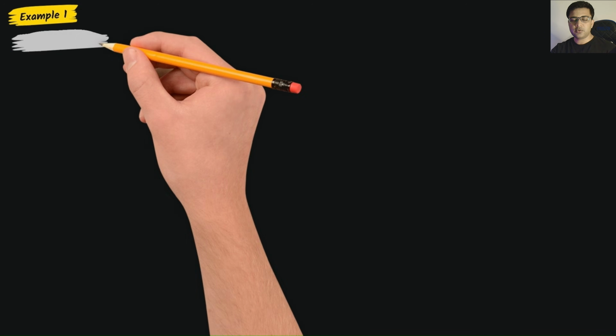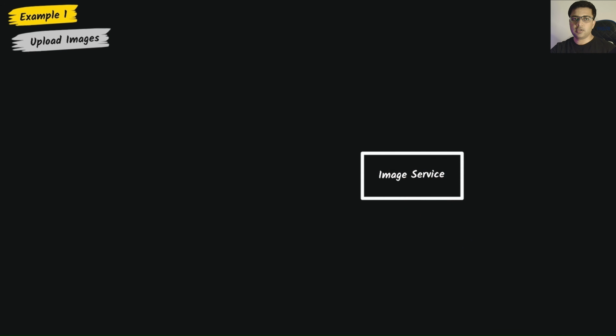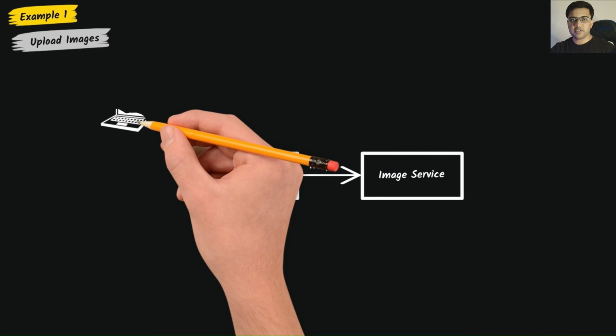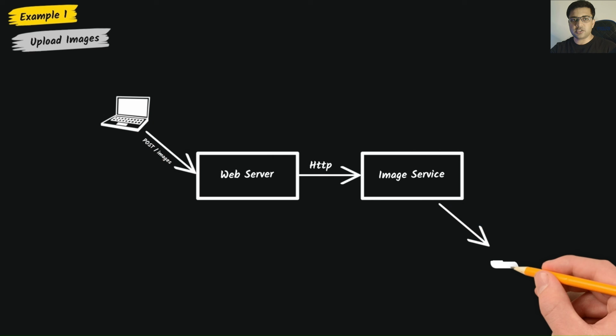Example 1. Let's say we need to build the functionality to upload images in an application. We already have a dedicated microservice that handles image storage. The service works on HTTP POST. So, whenever the web server receives a request to save an image, it simply sends that image to the microservice using an HTTP POST call, and the service stores it.